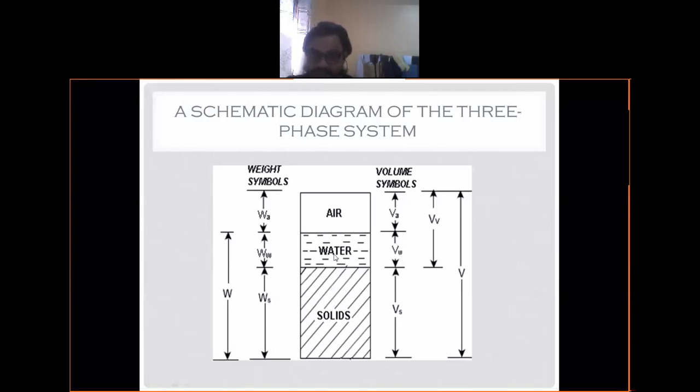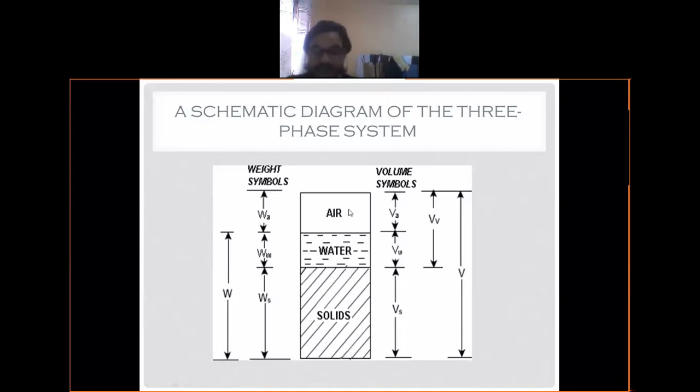If in a particular soil mass, what? Partially saturated soil. Good, very good. So this is a case of a partially saturated soil, since the voids are partially filled up with water and air.